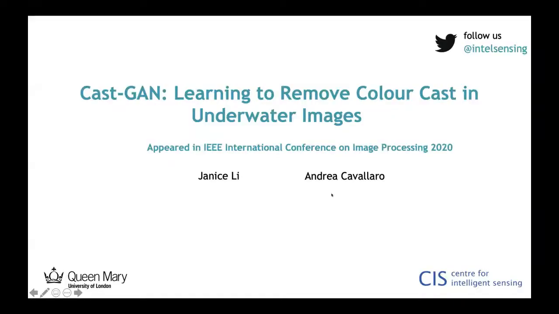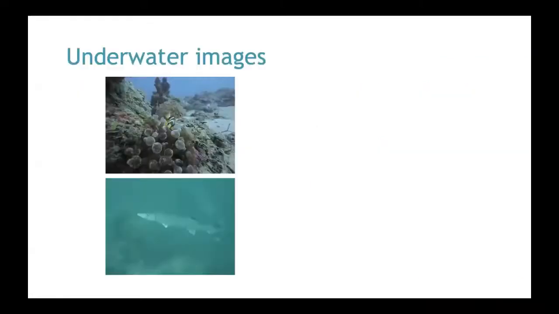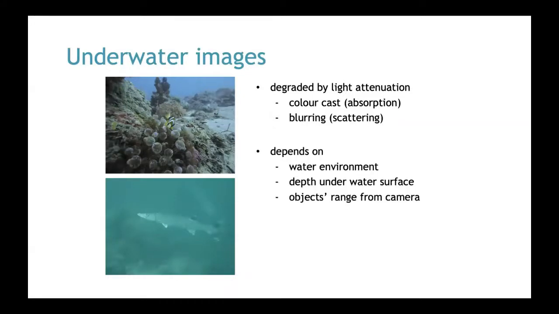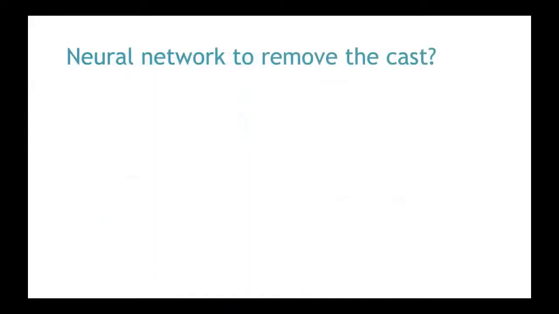Hello, everyone. I'm Janice. Today, I'm going to talk about my work, Cast Scan, done with my supervisor, Professor Andrea Cavallaro. Our work is on underwater images that you can see on the left. They are degraded by light attenuation that causes the color cast and the blurring effect. This degradation highly depends on the water environment. That's why you see two images under different color cast. It also depends on the depth of the scene under the water surface and the object's range from the camera.